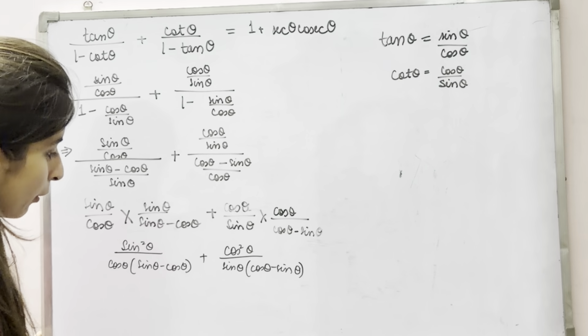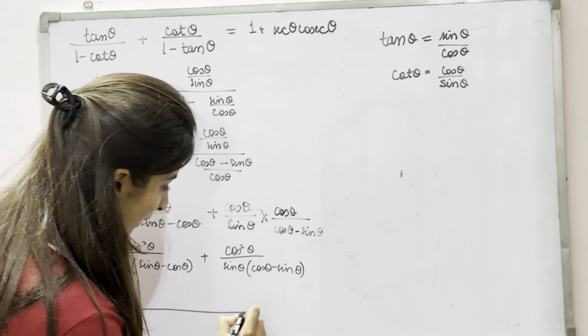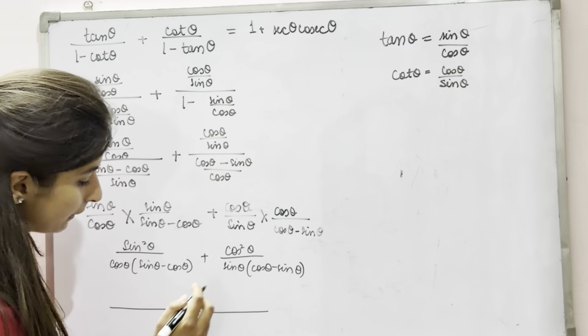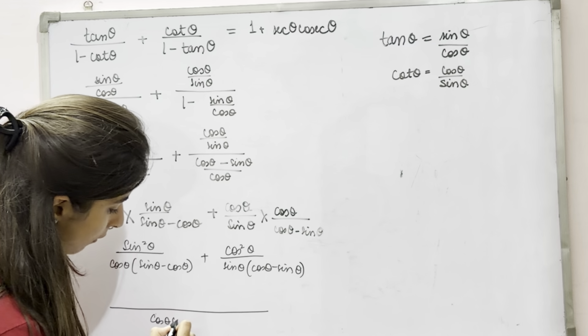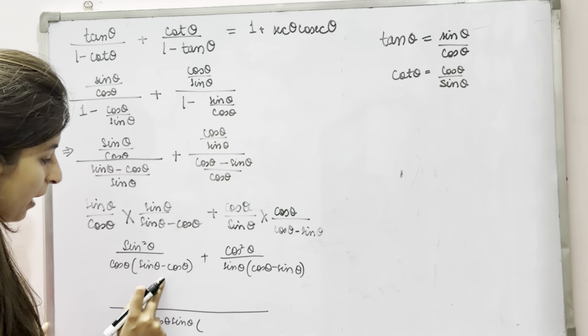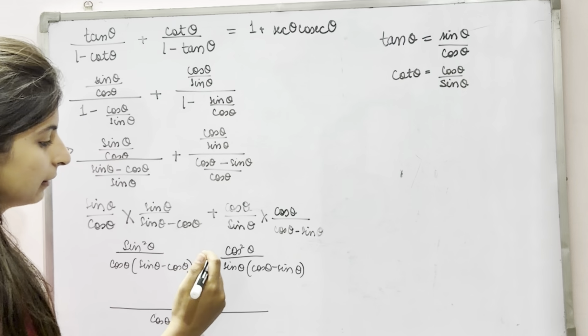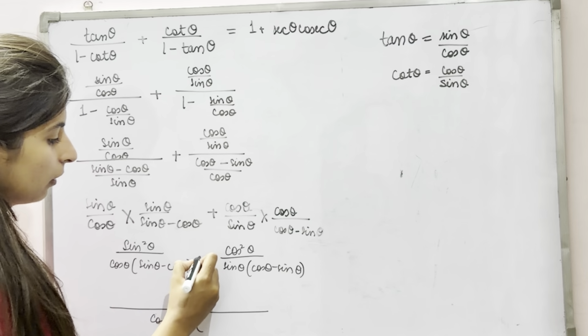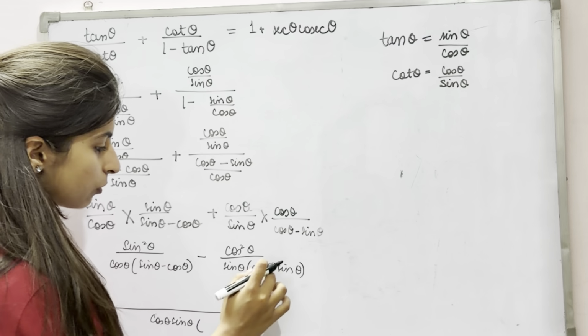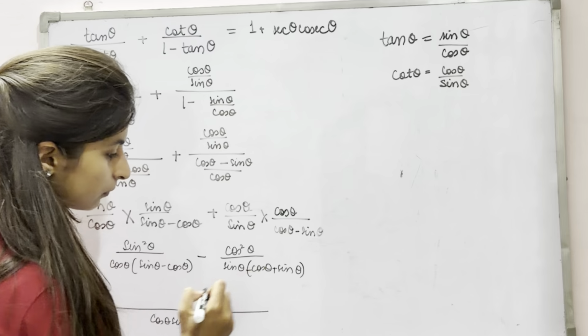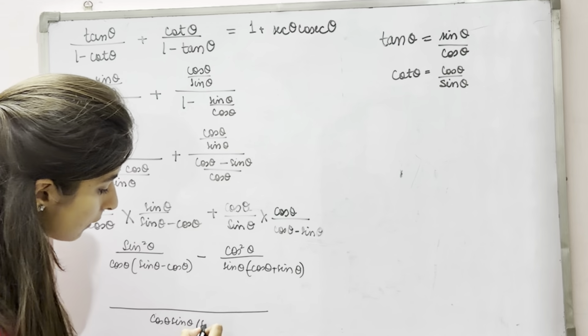The next step I am going to do is, I am going to take the common LCM, where I will write sin theta times cos theta. Cos theta, sin theta, and the inner bracket comes sin theta minus cos theta minus sin theta. I am taking a minus sign common. This becomes minus, so sin theta minus cos theta.